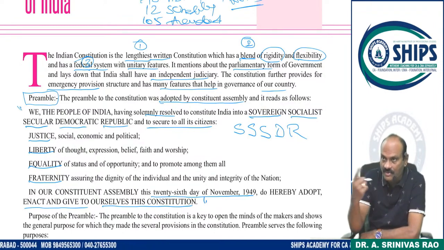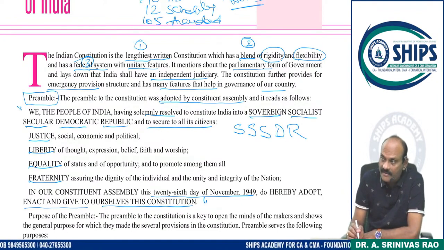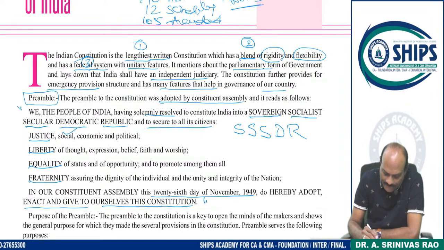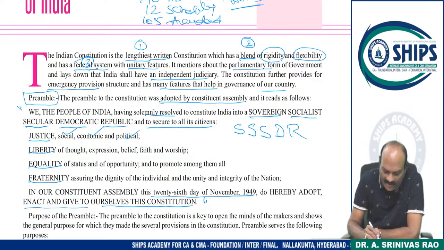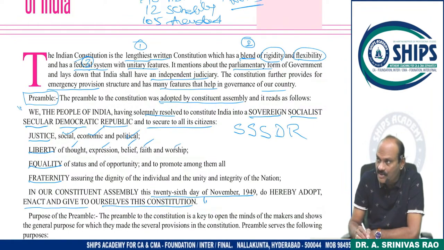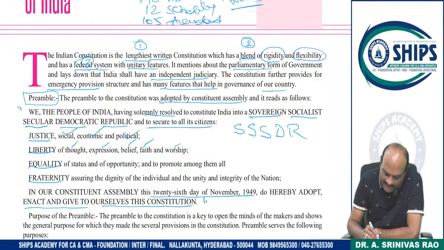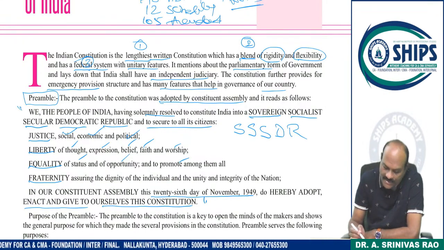For every citizen we will provide what? Justice. Justice where? Justice socially, economically and politically. All are equal. There is no discrimination as such. Another is liberty of thought, expression, belief, faith and worship. Any religion, we can worship it. Nobody can question you on that. And equality of status and opportunity, and promote among themselves all.